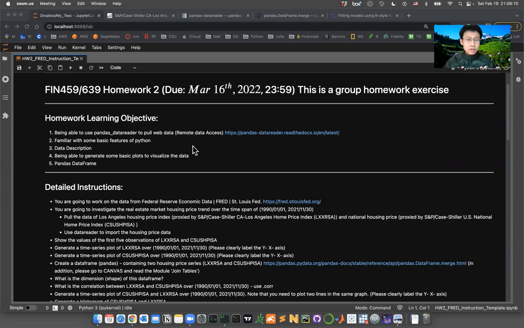Okay. Then the other purpose of this exercise is to help you familiarize yourself with some basic features of Python. Specifically, you will be working on some data descriptions and data visualizations. For example, you're going to generate a time series plot of the housing price. Then you will be able to work on something related to the data frame, which is a common data structure in this domain.